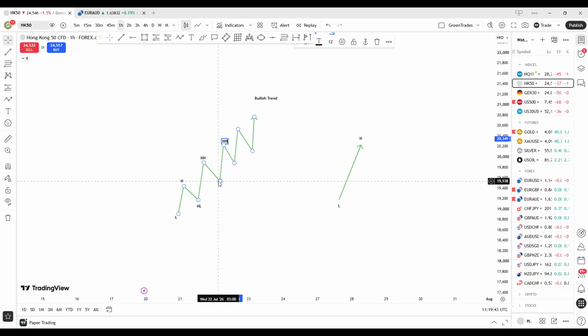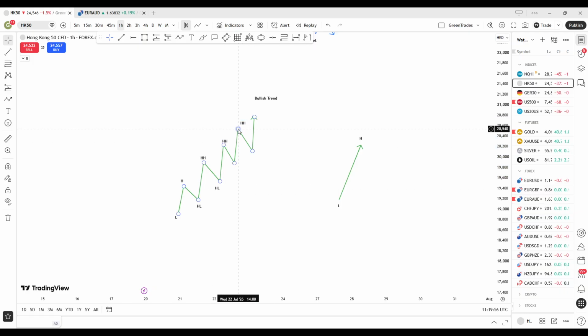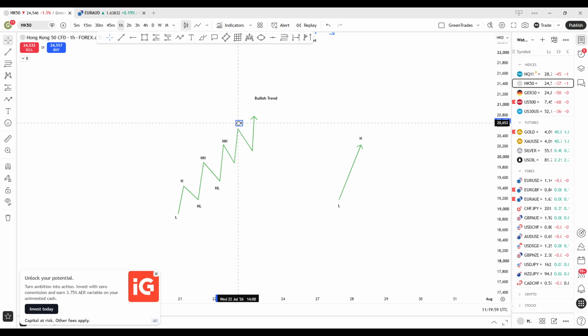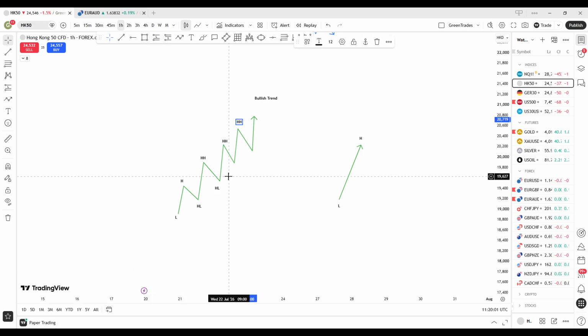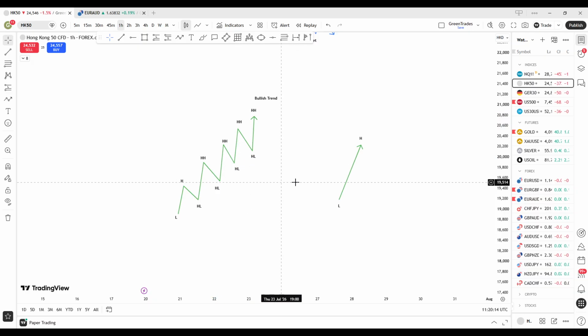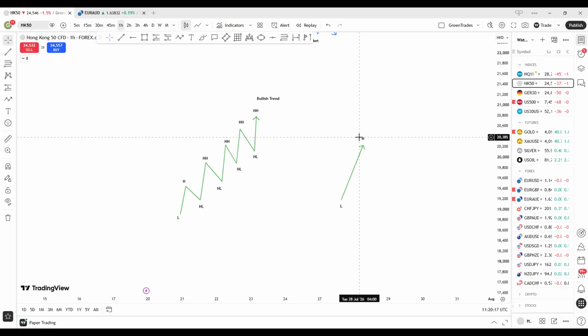And this low, which is lower than this high, becomes the new higher low. So this part, because it's higher than this high, becomes a new high. And this low becomes a new higher low. Then this becomes a new higher high. And then this becomes a new higher low. So that's how a bullish trend moves.